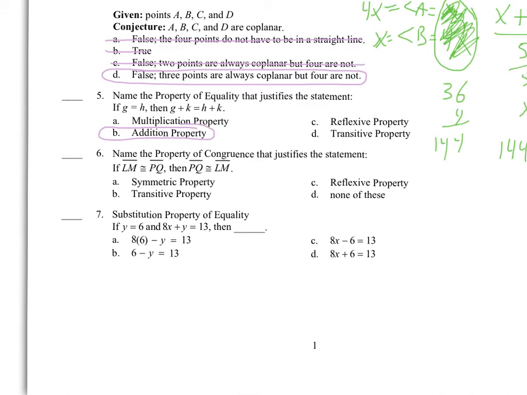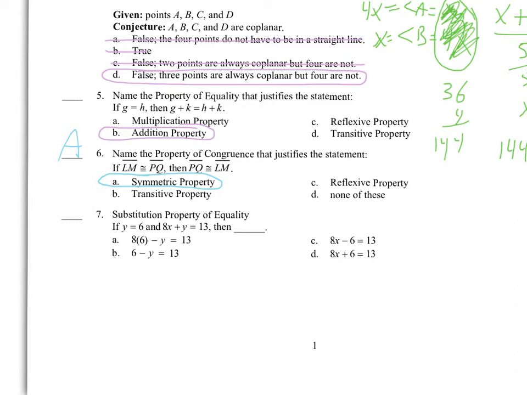Okay, 6 says, name the property of congruence that justifies the answer. LM equals PQ, PQ equals LM. Well, when I flip those, it doesn't matter which one is on the right side or which one is on the left side. We use the symmetric property of equality to say that it doesn't matter which side it's on, they're still the same thing. They're still equal to each other.